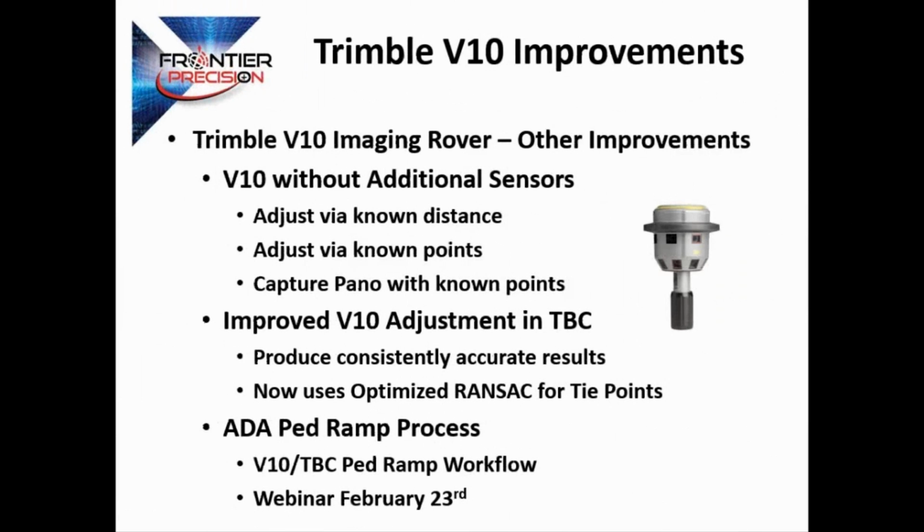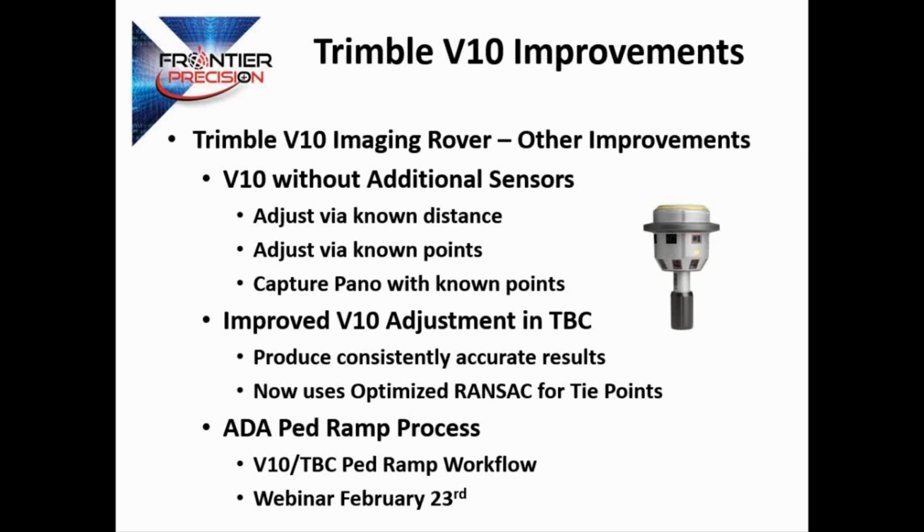A couple other improvements that they've added, and HDR, by the way, is a real big one, is the ability to run the V10 without additional sensors. So if I go out there and again assume the same intersection type of application, and I pop in some points around my intersection with my total station or with my RTK rover, I can come back later with the V10, occupy those same positions and take imagery and work with them in TBC. So that can be done either from some known points or from known points and distances.